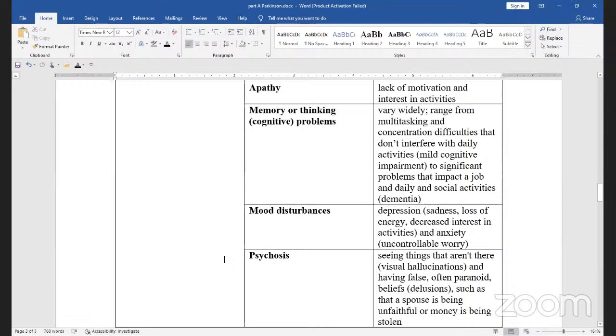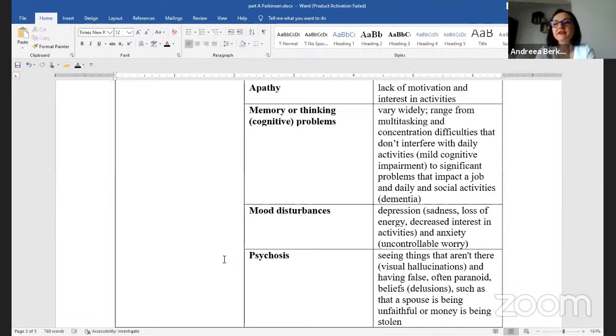Concentration difficulties. Yes. Okay, so the symptom is called memory and thinking or cognitive problems. Yes, cognitive problems. Okay, good. So that would be text C. You have to write on your answer sheet the letter C.